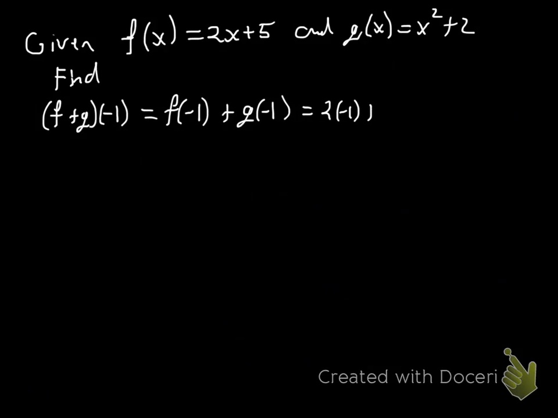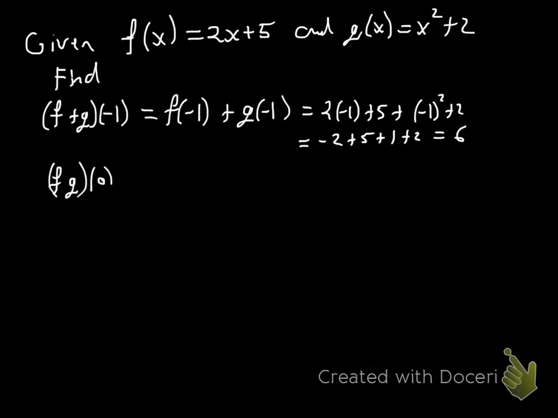So plug into the f function and then into the g function, and we end up with a nice answer of 6. So it's not terribly difficult, you just have to be careful what you're doing. f times g of 0 means f of 0 times g of 0. So we're going to plug 0 into f and find an answer, plug 0 into g and find our answer, and multiply those two answers together.